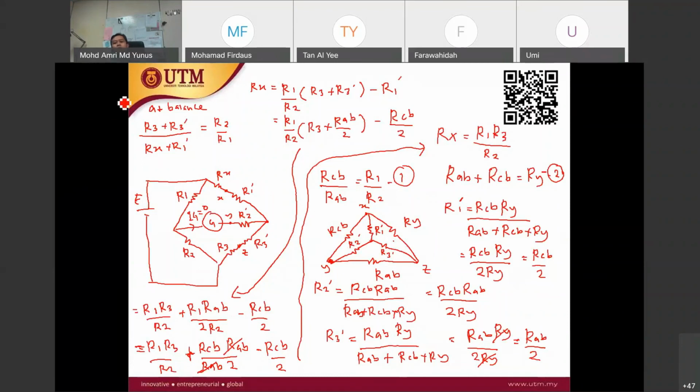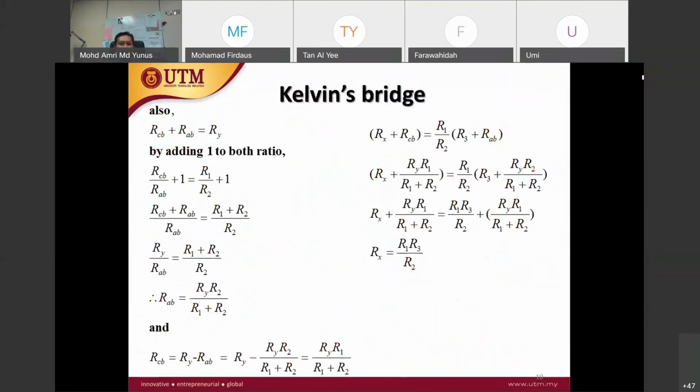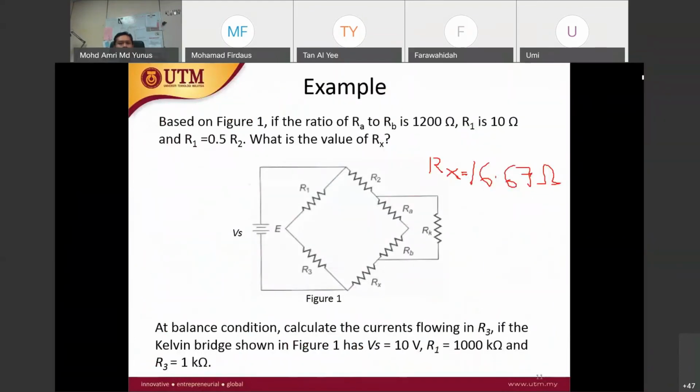So that is basically how the Kelvin bridge relationship is derived. Okay, this is the other way we can follow. Now, this question is based on figure 1.